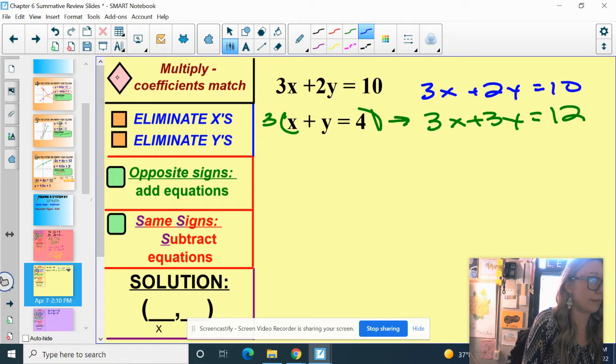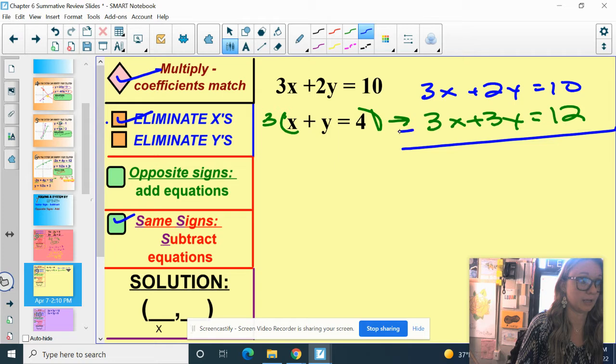Okay, so I multiplied to make them match. Now I can see that my x's are the same, so I'm going to eliminate my x's, and it's 3x and 3x. They're both positive. Same sign, subtract. Okay, so first of all, make these go away. See you later. 2y minus 3y is a negative 1y. 10 minus 12 is a negative 2.